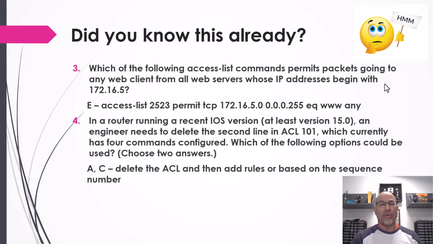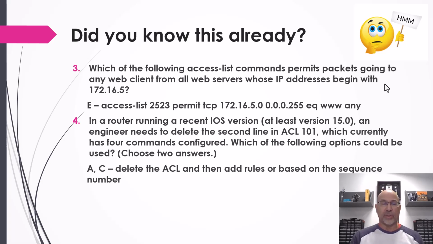Question number 4, in a router running a recent iOS version, right? So that's 15. An engineer needs to delete the second line in ACL 101, which currently has 4 commands configured. Which of the following options could be used? Well, you could get rid of them based on the sequence number, like I just did, or you could kill off all of the ACLs and then put the ones back that you needed. Those are the only options in that particular question.